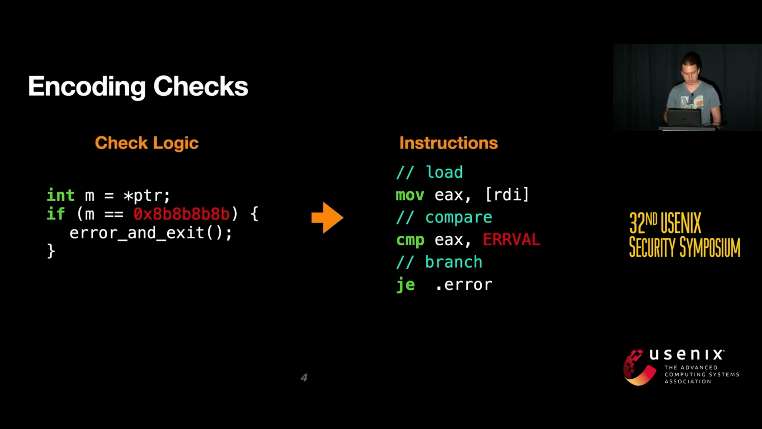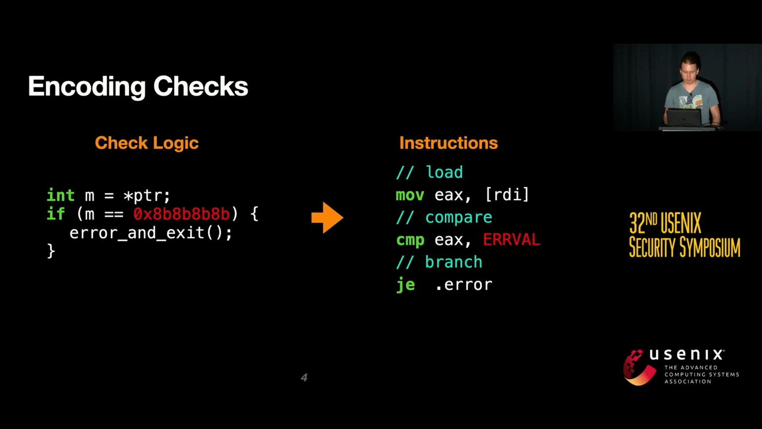If we take this to a state-of-the-art compiler and we compile a check, we get these 3 instructions out. We get a load, we get the compare against the red zone value, and then we get a conditional branch to our error handler. And the question is, can we find better instructions than those 3? We're competing against a state-of-the-art compiler.